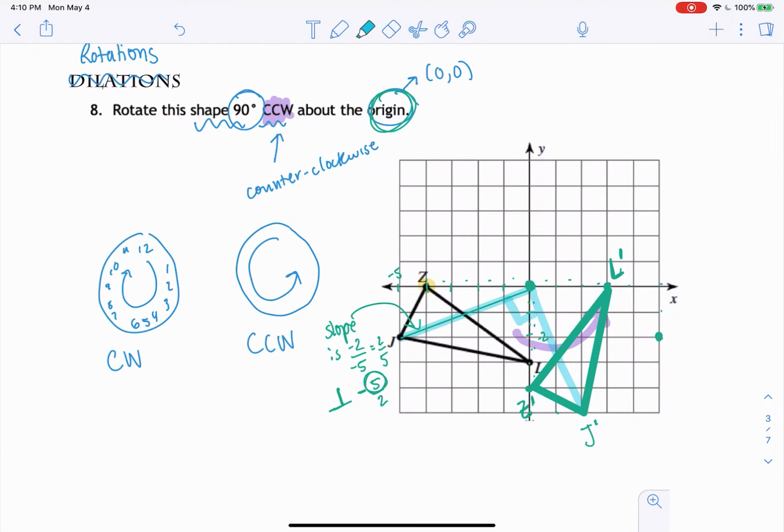So again, what we did is we took the slope of this blue line here that we started with. We saw that it was 2/5. We changed the sign, so it was positive, it's now negative. And we took the reciprocal, flip the numerator and denominator. And this tells us that 5 tells us vertical movement, and the 2 tells us horizontal movement.